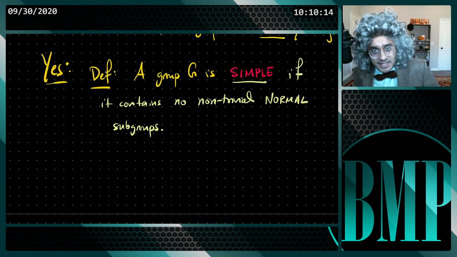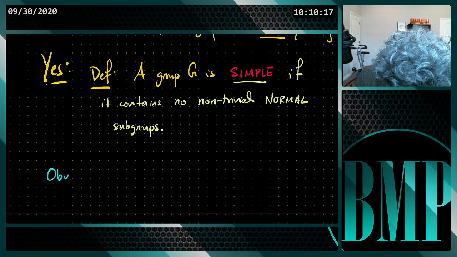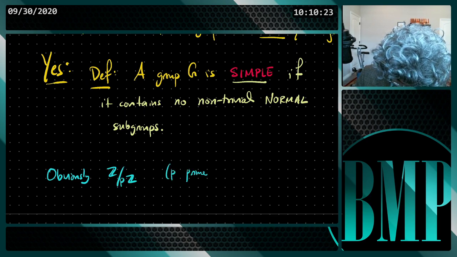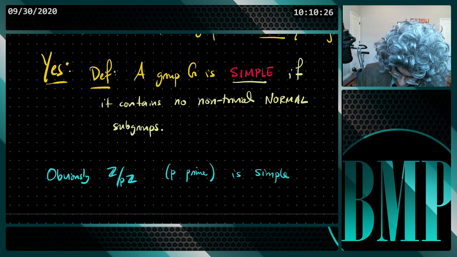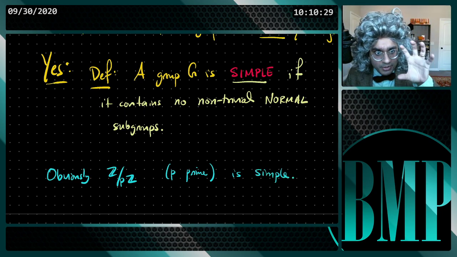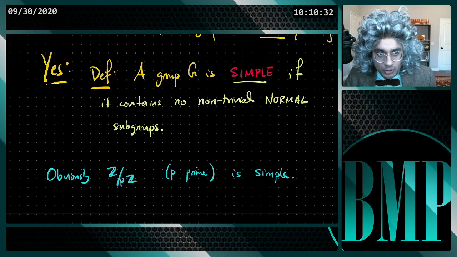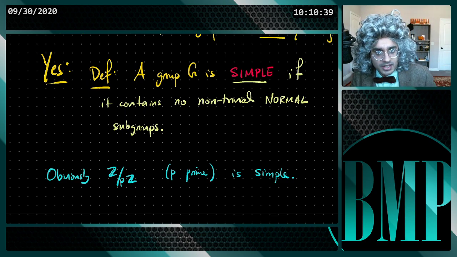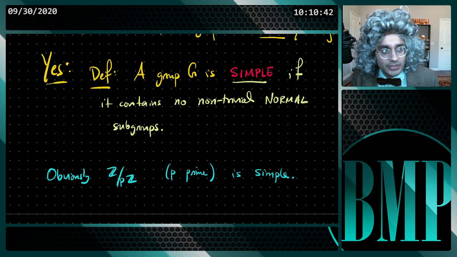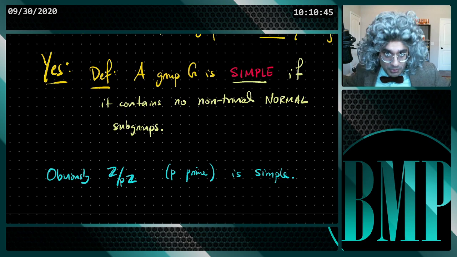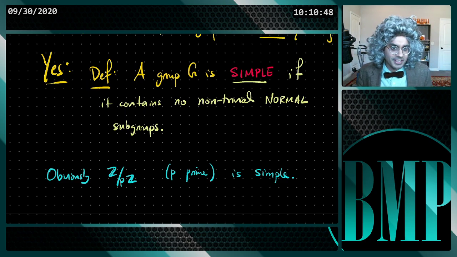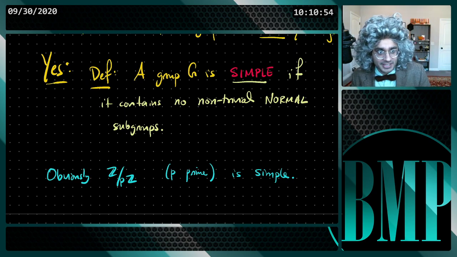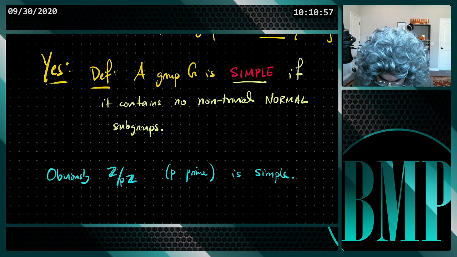Obviously, Z mod PZ is simple. So that's a whole collection of simple groups. There's no normal subgroup of Z mod PZ that isn't just the identity or the whole group. Z mod 6Z, there are, because in an abelian group, every subgroup is normal. Normality is not an interesting concept in an abelian group. But if you want simple abelian groups, it's just the Z mod PZ. Okay, so this is simple.